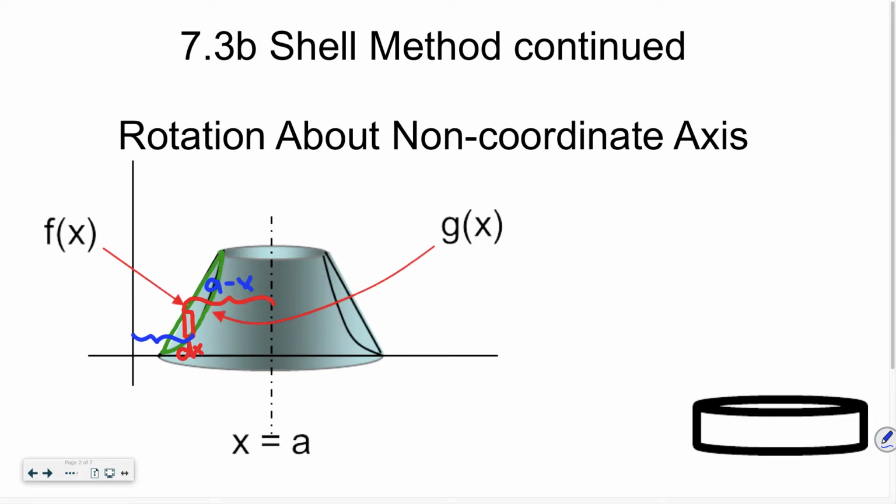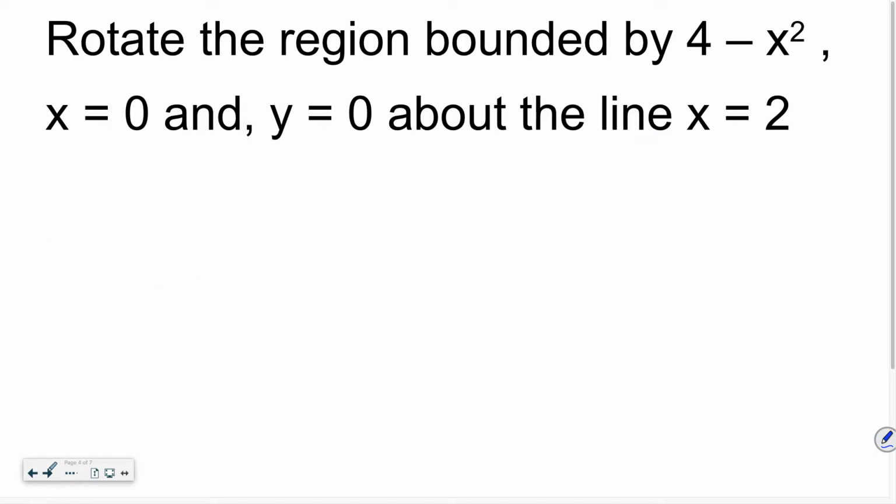Now, when we're on the other side, if we're going to rotate around something like x equals negative a, we'll have to adjust a little bit, and we'll do an example so we can see that. But we have to adjust our radius based on where our region is in relation to that different axis of rotation. Okay? Nothing else is going to change about our setup. It's just going to be the radius portion that we have to adjust.